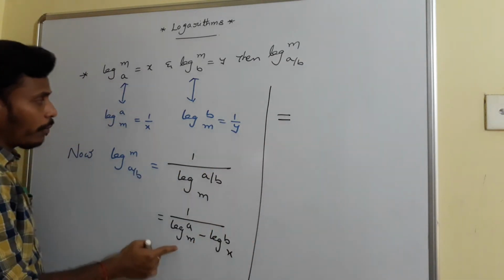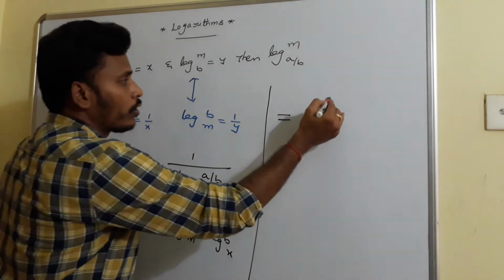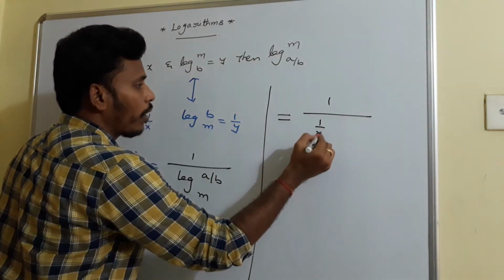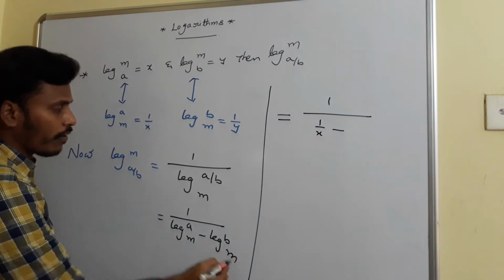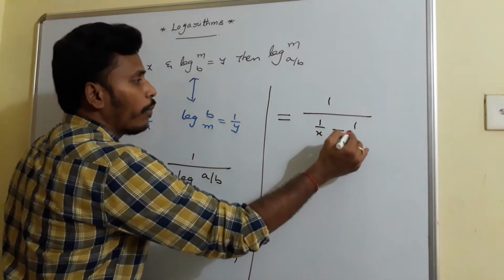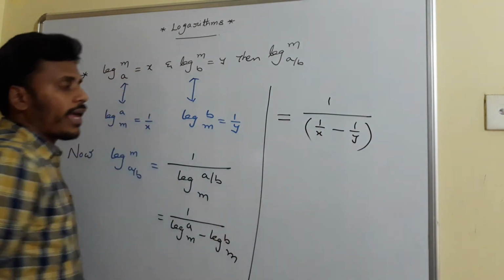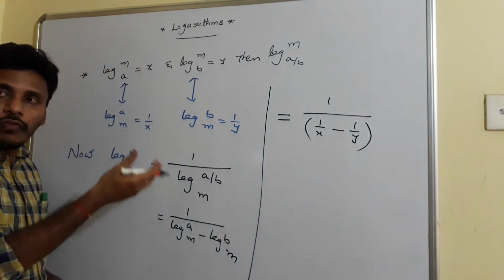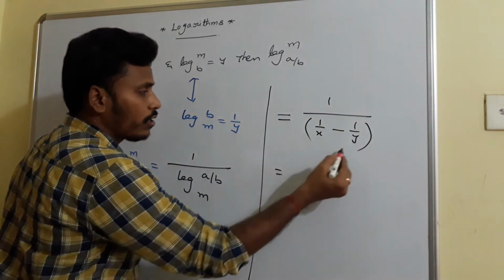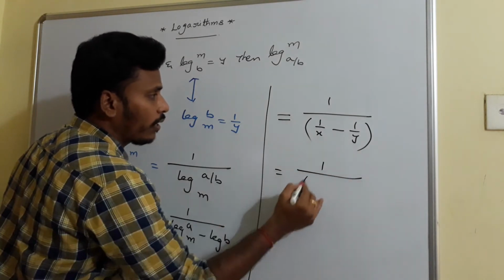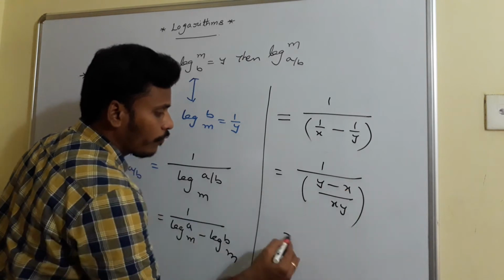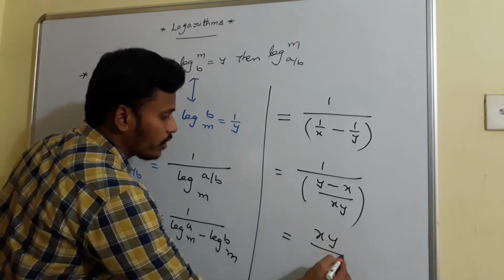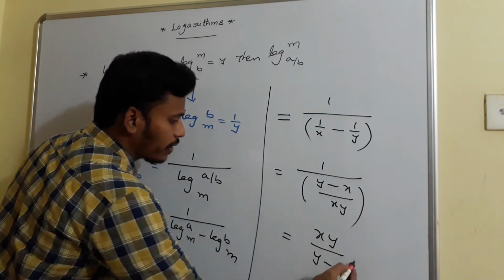log A base m value is 1 by x, no? So 1 divided by 1 by x minus log B base m. Log B base m value is 1 by y. So 1 by x minus 1 by y, then you just go with the usual simplification. If you do LCM in the denominator, it becomes y minus x by xy. And if you take the reciprocal, your value is xy by y minus x.